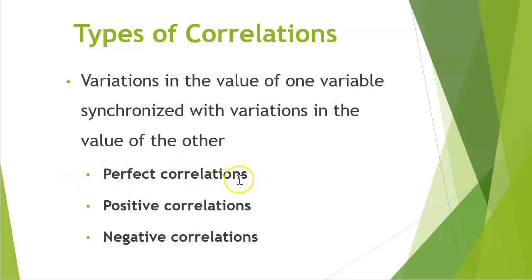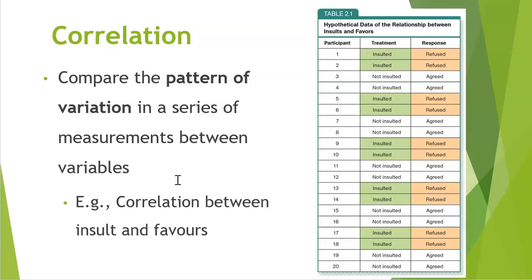So a perfect correlation, we'll sometimes call this an R of 1, and that just means every time A happens, B happens. A happens, B happens. So every single time. So in that last slide, this would be a perfect correlation because every time they were insulted, they refused. Every time they were not insulted, they agreed. There's no instance of an insulted and agreed, right? So this would be a perfect correlation.